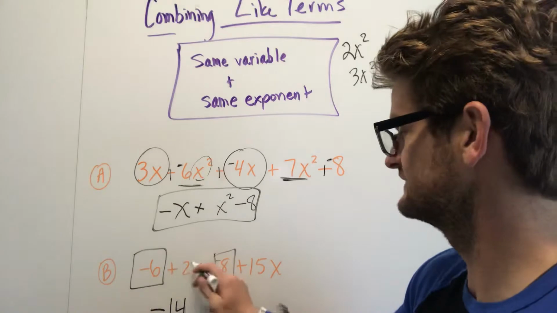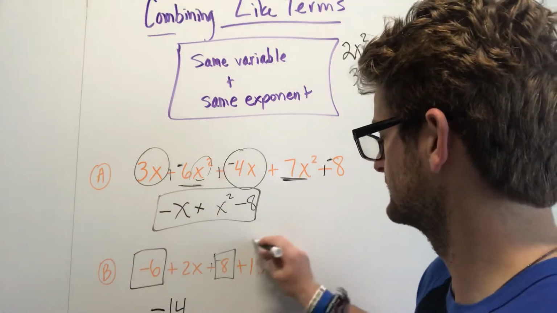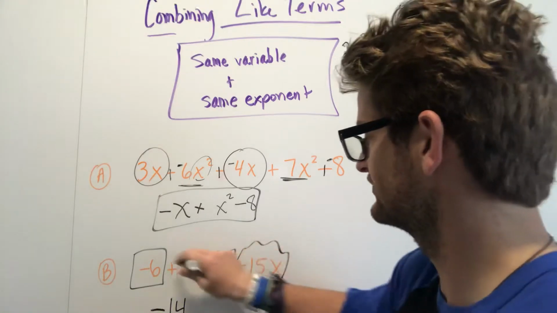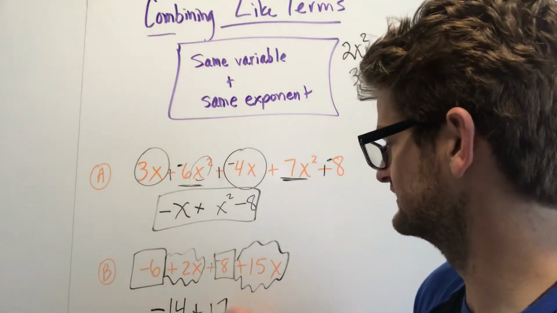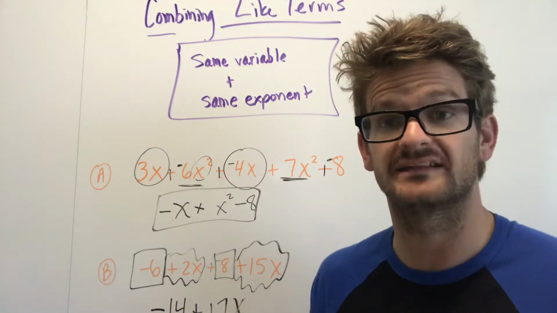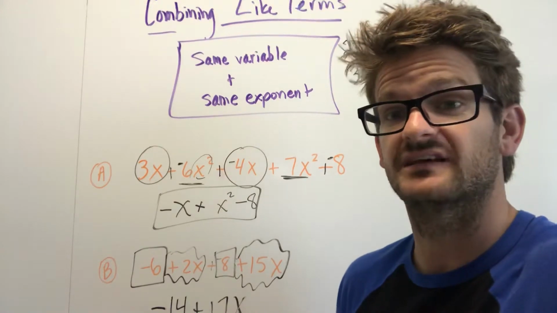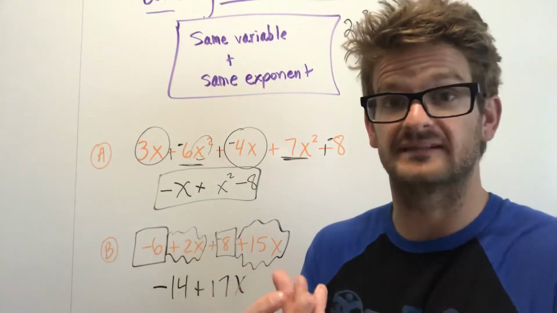And then we have positive 2x and positive 15x. I'm going to put a cloud around those guys. And when I put those together, I get a positive 17x. So when I look at combining these like terms, I must identify what the like terms are, and then I have to combine them together.